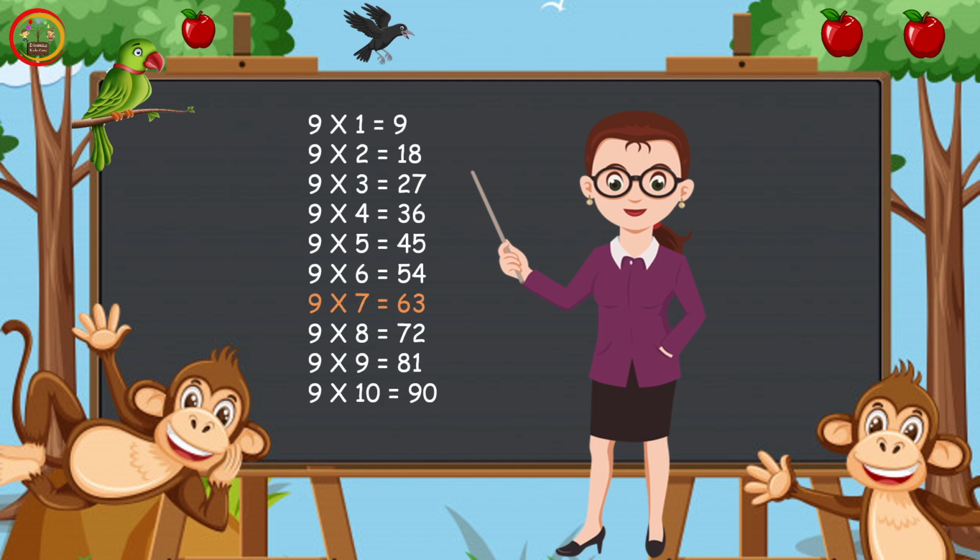9 sevens are 63. 9 eights are 72. 9 nines are 81. 9 tens are 90.